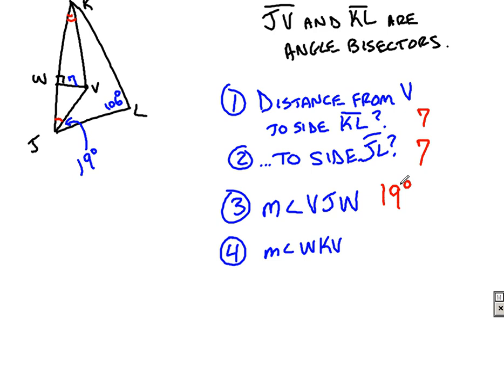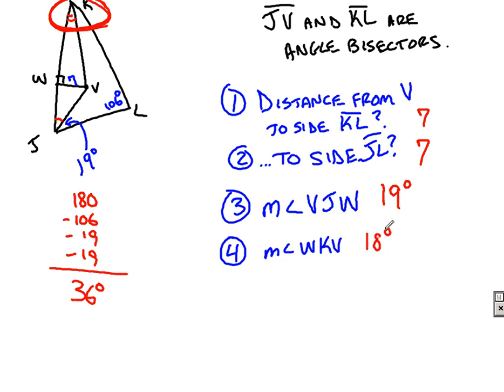Now the last step, WKU, is this angle up top. Well, to look at this, we need to look at the entire triangle. We have 180 degrees total. We have 106 from this angle L. We have a 19 over here, and we have another 19 from this part. So whatever is left over would be this whole big angle. So when you do all that subtraction, you have 36 degrees left over for this whole angle. However, we want just the small piece of it, so we need to divide that by 2 to get 18 degrees for that angle. Let's look at another example.